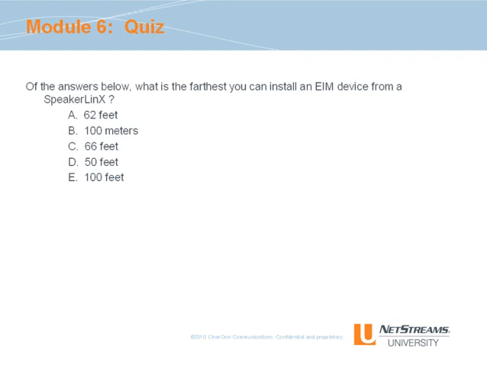First question. Of the answers below, what is the farthest you can install an EIM device from a SpeakerLinks? 62 feet, 100 meters, 66 feet, 50 feet, or 100 feet? The answer is 62 feet. The limit is 65 feet, but of the answers listed, 62 is the closest without going over.